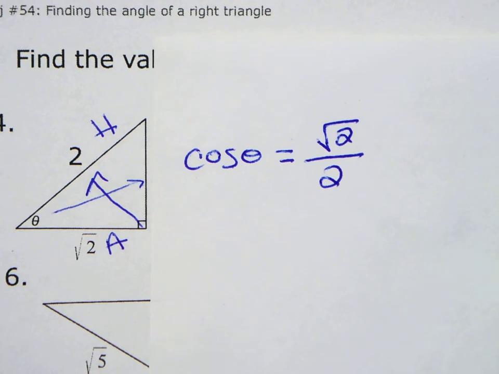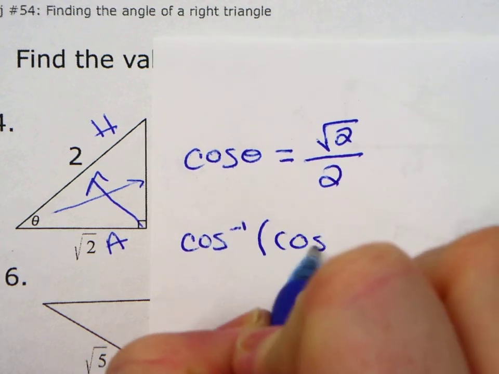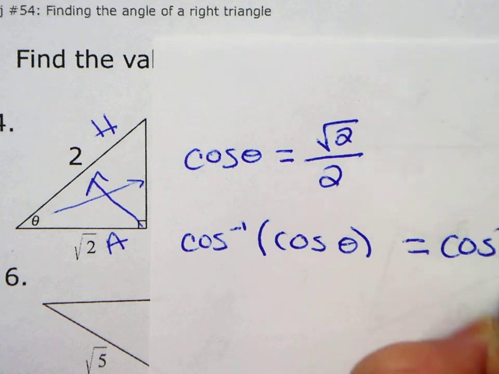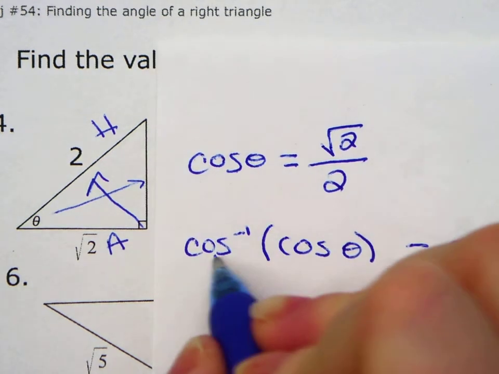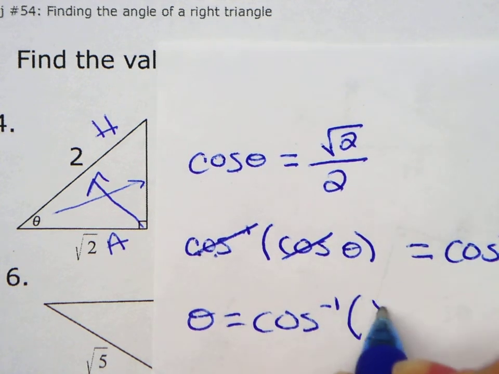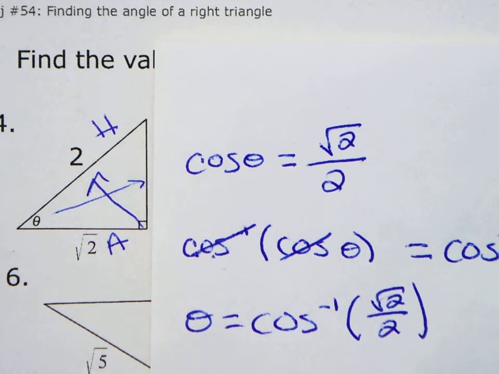Now, how do I solve for theta? I'm going to do the inverse on both sides, right? Cosine minus 1 of cosine theta equals cosine minus 1 of radical 2 over 2. Cosine minus 1 and cosine cancel out. And theta equals cosine minus 1 of radical 2 over 2. Now, you're probably asking, do I have to do this every time? No, I just really want you to understand that we're taking the inverse cosine of both sides.